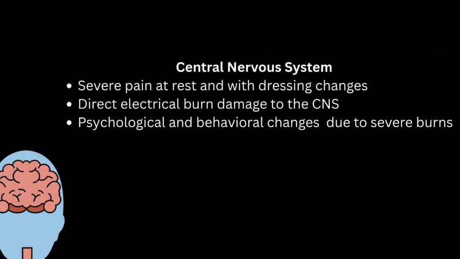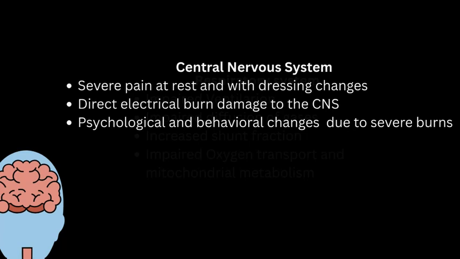A lot of physiological changes happen after getting a burn injury, and we're going to explore a little bit about that in different systems. For the central nervous system, the patient will undergo severe pain at rest and with dressing change, which can be due to stimulation of the skin nociceptors, the mechanical distortion of mechanoreceptors, and also the release of endogenous noxious chemicals.